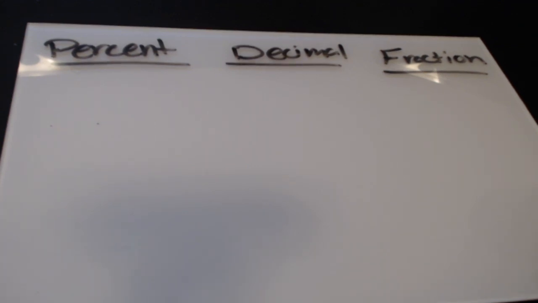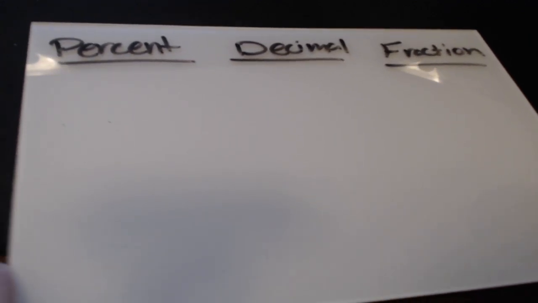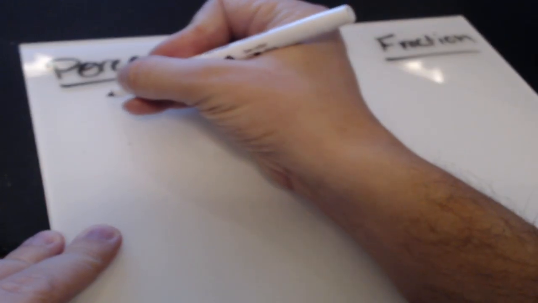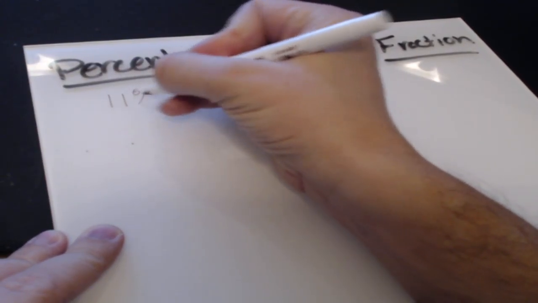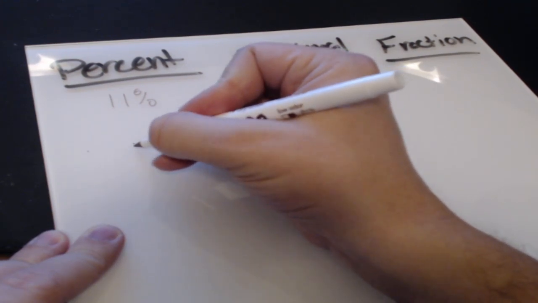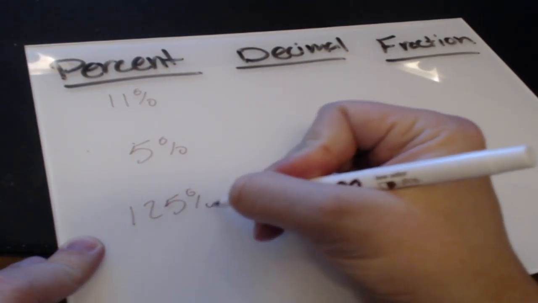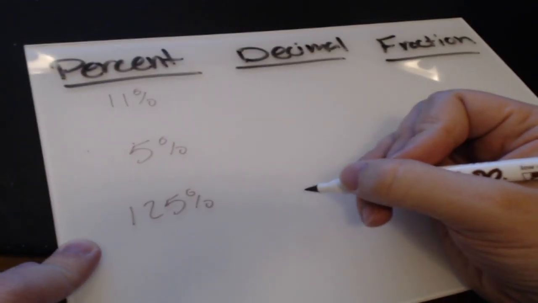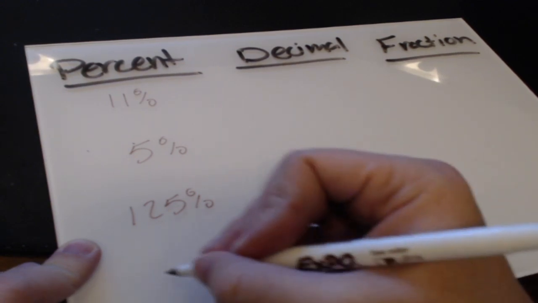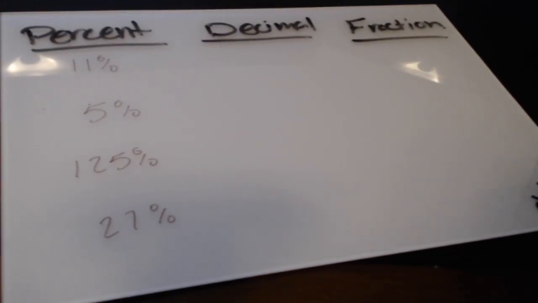So we have a couple things to think about. We can go in between all three of these, which is really nice. And if we have a couple different percents, let's talk about things like 11%, 5%, 125%, and, I don't know, 27%. Also, I finally got some new markers, and I did not expect them to write this thin, but that is okay.